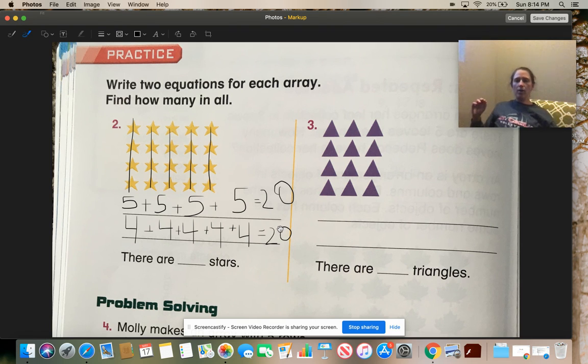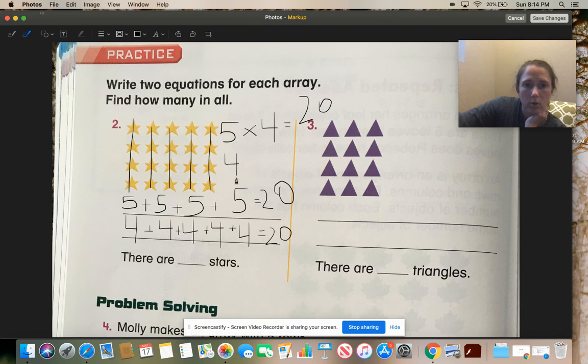Now let's talk about how could we write the multiplication for this. So I have 5 plus 5 plus 5 plus 5. So I'm adding 5 4 times. So I have 5 times 4 equals 20. Or I could say I have 4 5 times. 4 times 5 equals 20. So multiplication, guys, is really just repeated addition.